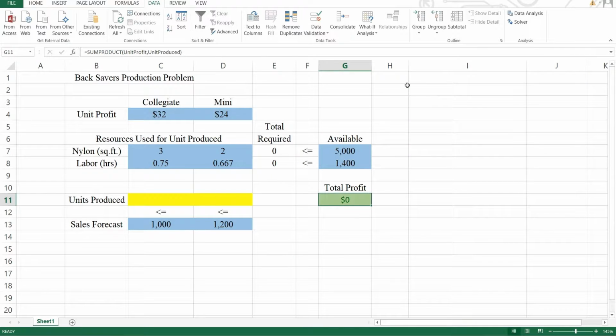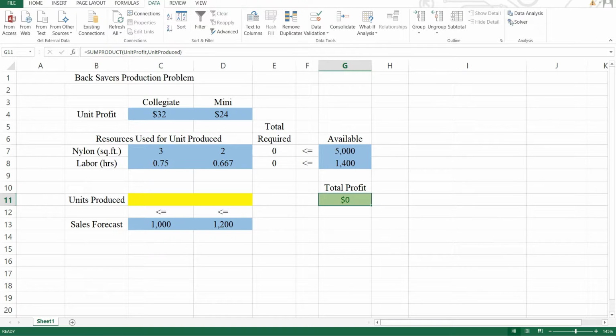The first problem is to formulate and solve a linear programming model for Begsaber's production problem on a spreadsheet. First, we have the total required nylon equals units produced multiplied by nylon used for each product. The same can be said for total labor hours. Finally, we have total profit equals units produced multiplied by unit profit.